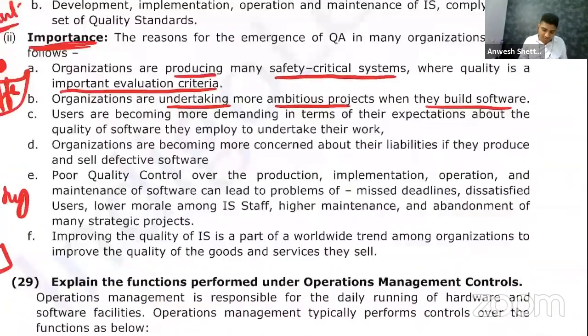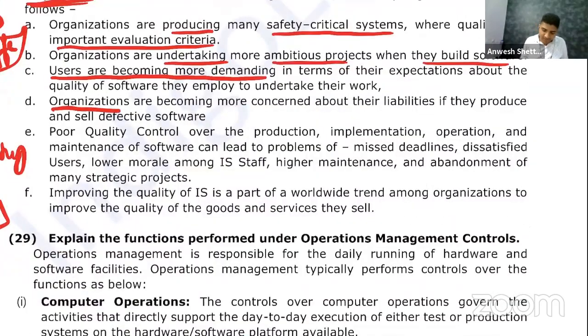Next one is users are becoming more demanding, because now users also won't take anything for granted. They also want certifications to believe that you are doing everything correctly. Next, organizations are becoming more concerned about their liabilities if they produce and sell defective software.